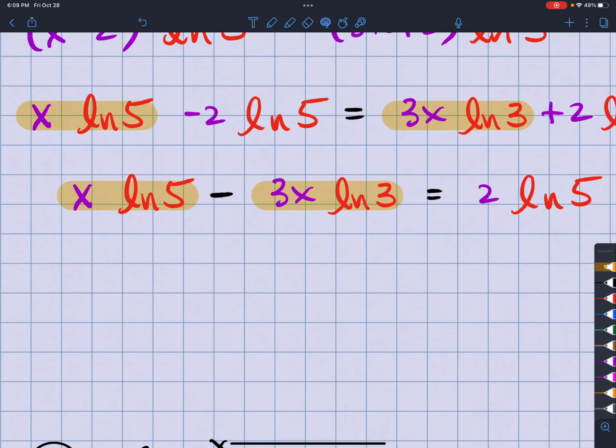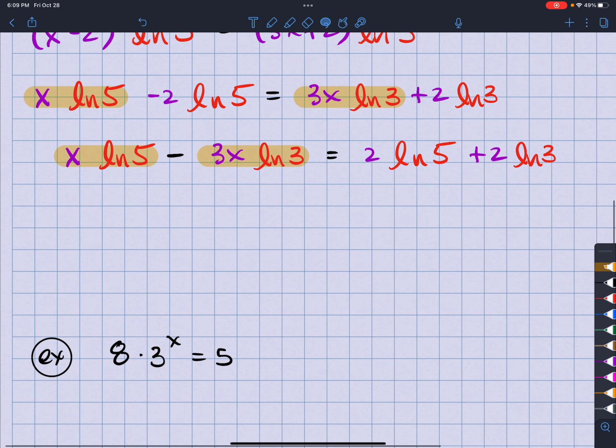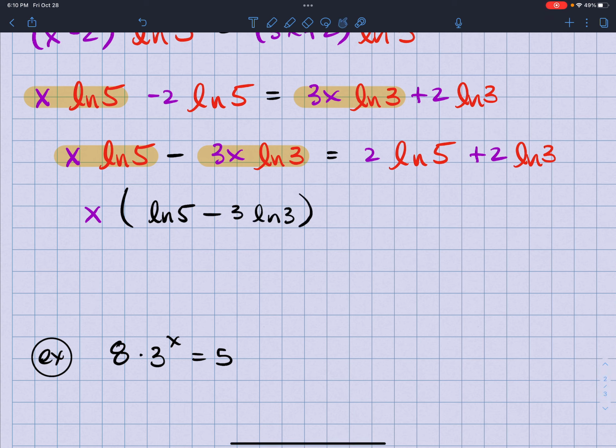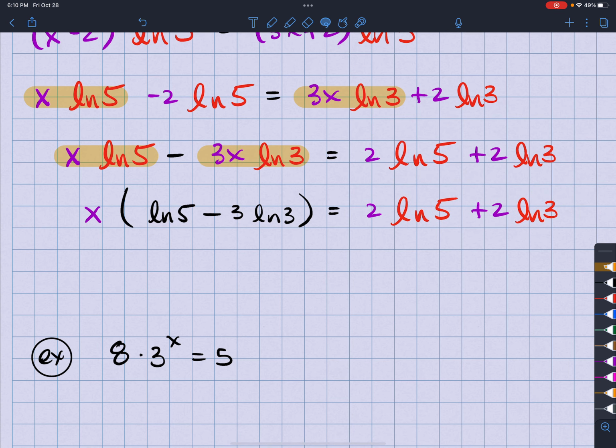Over on the left-hand side, I'm going to have a GCF of x. So if I take that x out, what do I have left? I'm going to have an ln of 5 minus 3 ln of 3 is equal to this whole thing here. Well, how do I get x by itself? Well, x, ladies and gentlemen, is going to equal this divided by this thing right here.